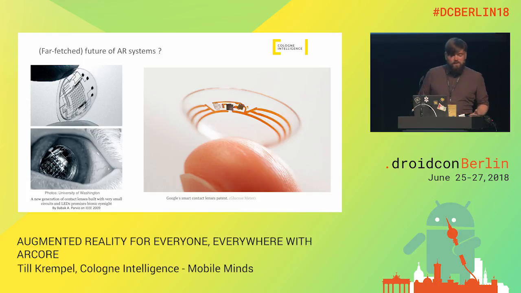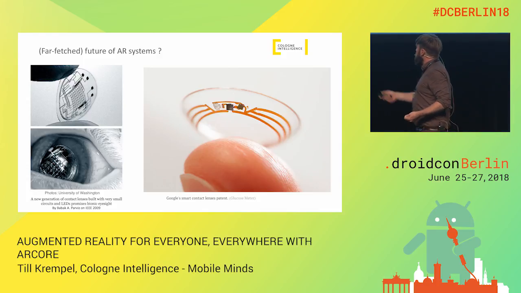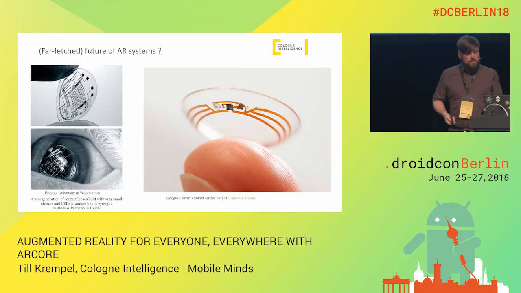Okay, what about the future? There are references in movies like Altered Carbon, where you have a contact lens that actually augments everything. There are experiments going on to make use of contact lenses, but not as AR devices at the moment. What you see here is Google's patent on a glucose meter. These are actually prototypes that have an optical display, like 16 by 16 LEDs. And there's an experiment that tried how long these could be worn.